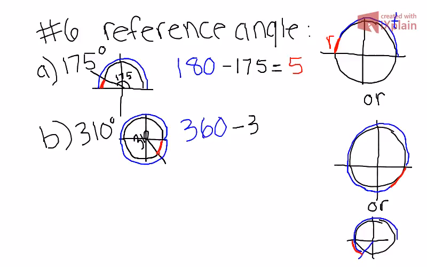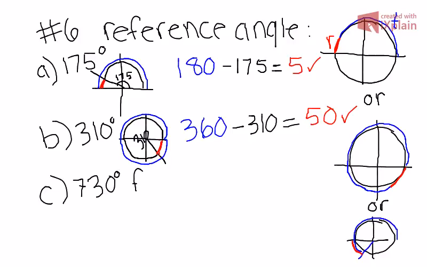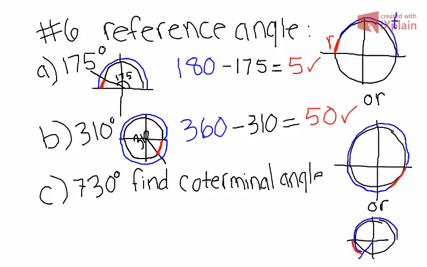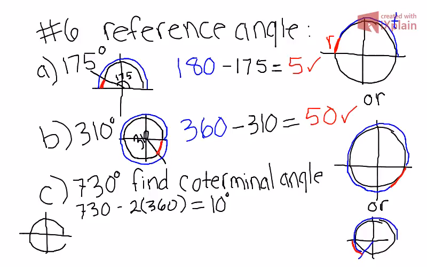So the blue part shows 360 degrees would be all the way there. So subtract 310 and you'll get that little red part that's remaining, and that's our reference angle, 50. So when they give you a really big number, just go ahead and find the coterminal angle, okay? And I kind of run through that here and show how they're pretty much exactly the same.